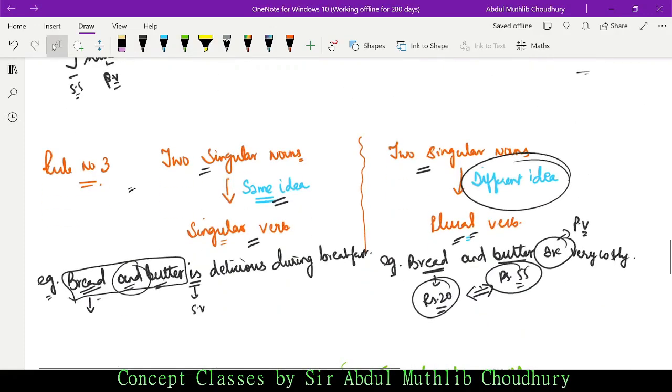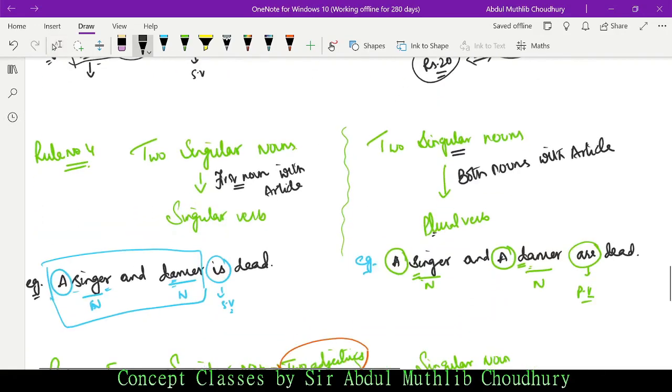And rule number 3 talks about two singular nouns followed by a singular verb, but they must have the same idea. But again, in the second case, two singular nouns are followed by plural verb in case of different ideas. Now two singular nouns, singular verb, in case the first noun is followed by article, not the second one. In case both the nouns are followed by article, this will have a plural verb.